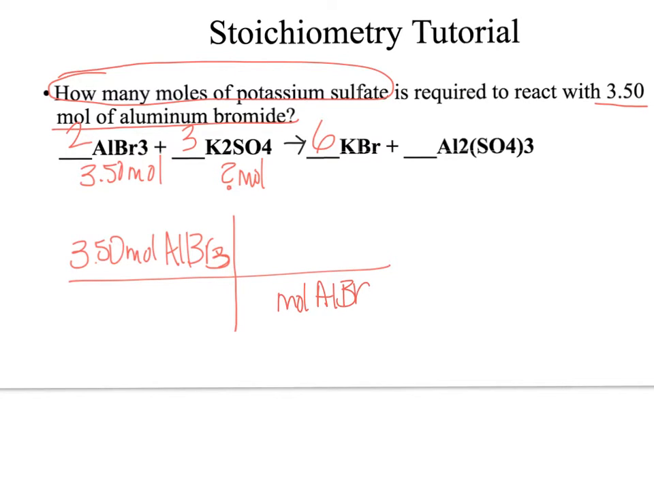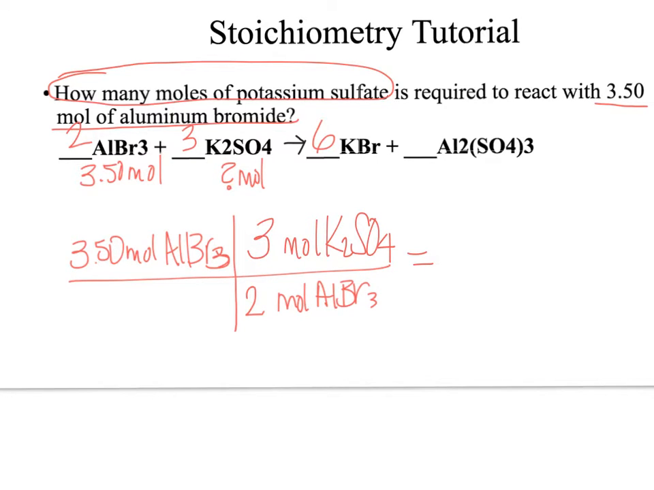I'm going to go to my balanced equation and I'm going to see that I have 3.5. Just kidding. I have 2. Sorry about that. I have 2, so I'm going to put a 2 right there. And I'm trying to go to the potassium sulfate because that's what the problem said right there. So I'm going to put moles of potassium sulfate on the top. And then I see that I have a 3 there, so I'm going to put a 3 there.